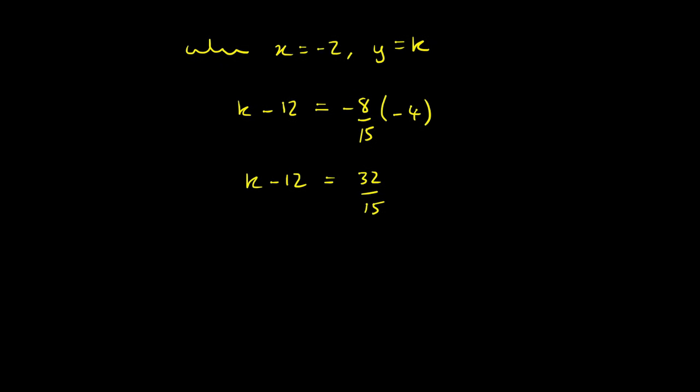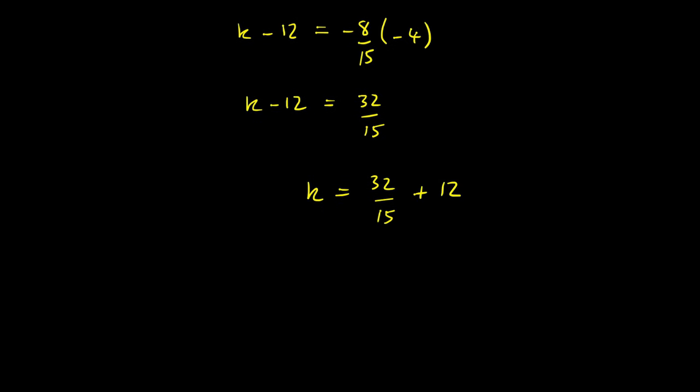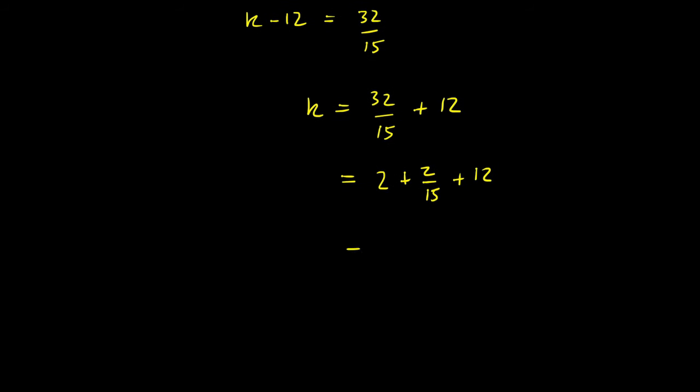And so k will be equal to 32 upon 15 plus 12. And, you know, actually 30 upon 15 is 2, isn't it? Right? So you could think of that as being 2 plus 2/15 plus 12. And so that will be 14 and 2/15 if you want to have it as kind of a mixed number. But I think I'll probably just use a calculator, to be honest. It's going to be easier. So 32 divided by 15 plus 12. On my calculator, that gives me 212 upon 15.